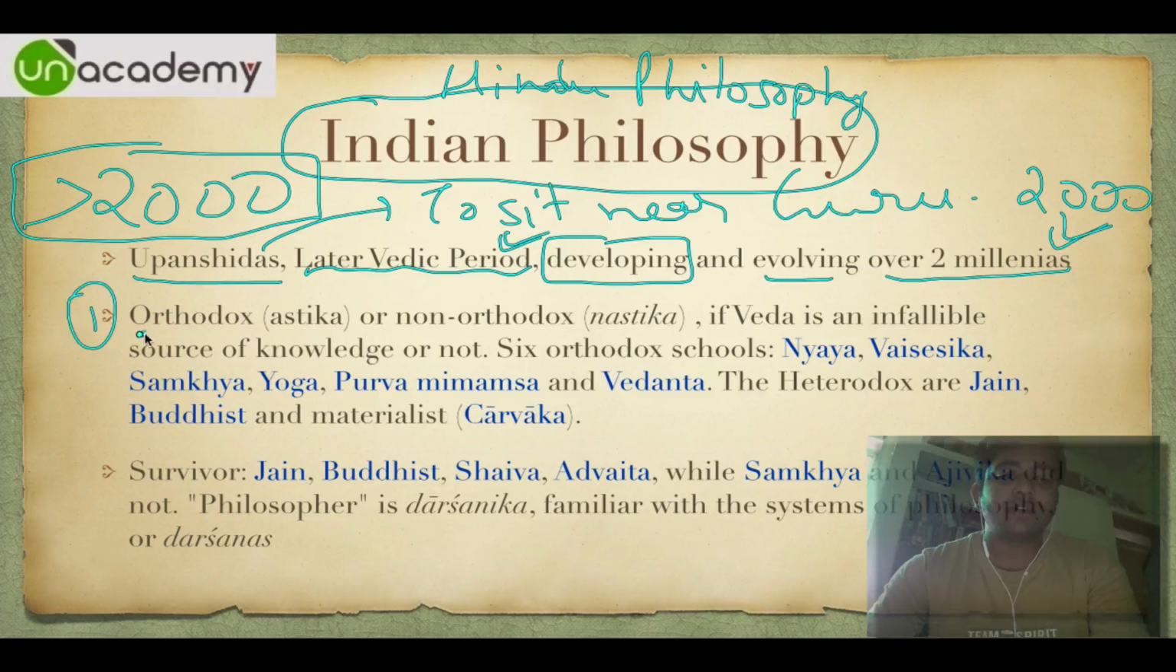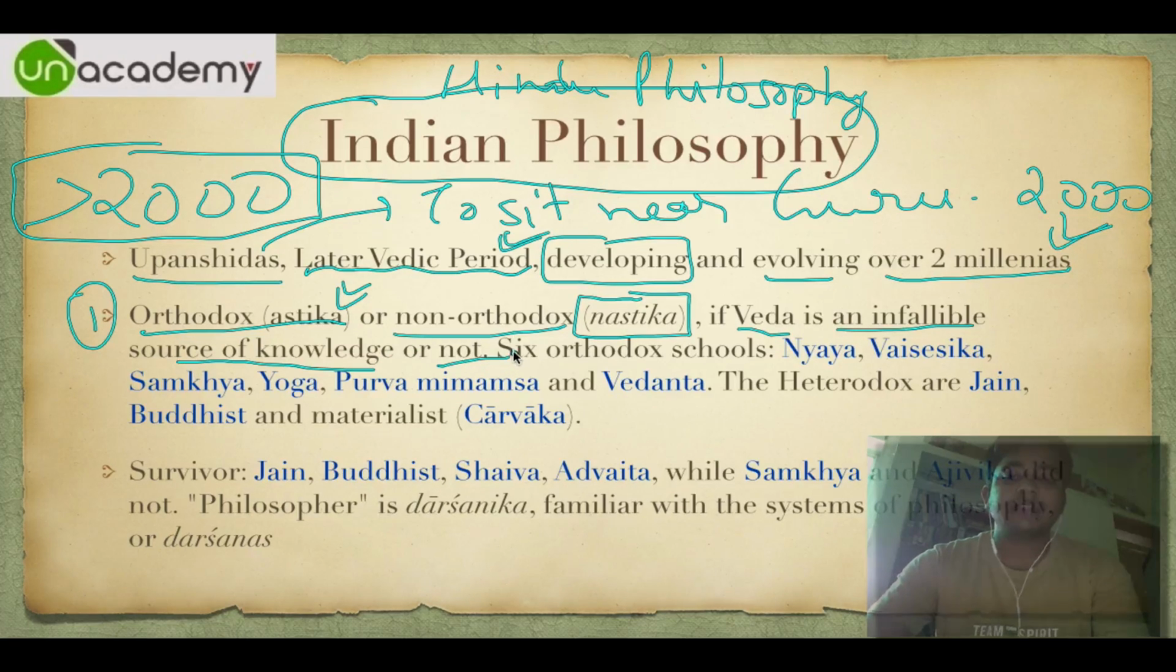Then there are two types of school. First is the orthodox or Astic school. It has nothing to do with God. Astic does not mean God. Or the non-orthodox school, the Nastic school. This simply means whether the Vedas are considered an infallible source of knowledge or not. That is the meaning of Astic and Nastic here.